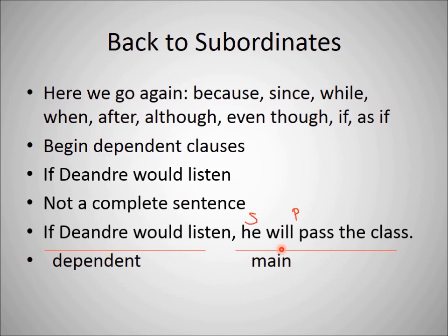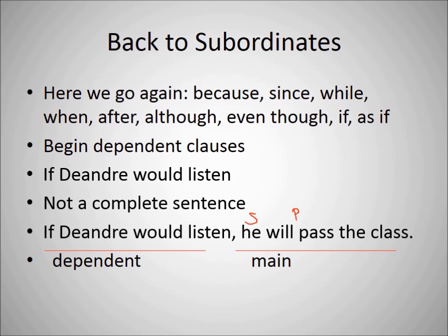We ended up now having a complete sentence because we added he will pass the class. This is considered the main clause. Why? Your subject is what? He. What's the verb? Will pass the class. So this is considered to be the main clause. It can stand alone. Let's pretend if DeAndre would listen, we're gone.